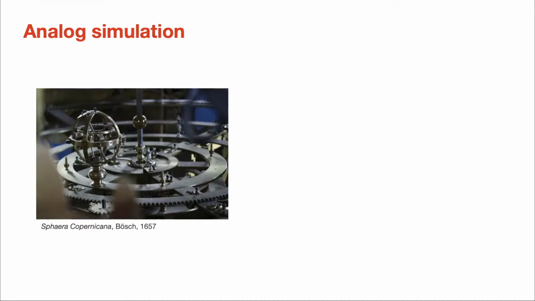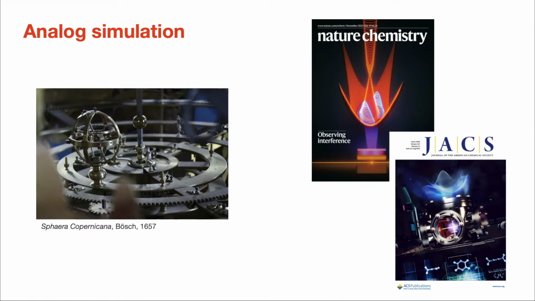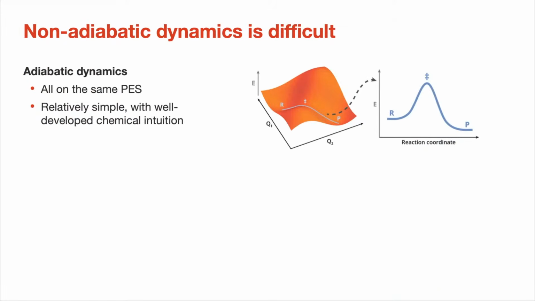And analog simulation has been around for a long time. This is from the 17th century. You turn a handle in the back, and it makes the planets turn. And this is much more accurate and a faster calculation than the alternative at the time, which would have been slide rules. And we've asked the same question of, can you do that for simulating chemical dynamics? And the answer is you can.